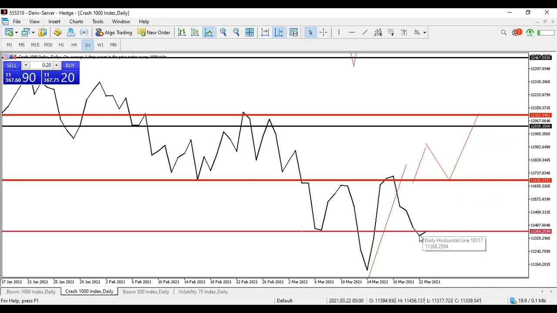So wait for a turning point. Price, it's not easy. It takes some time. That's why we who are price action traders, we don't trade every day, because we are waiting for price to come to the turning point.